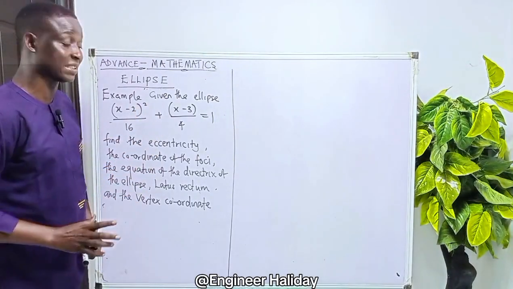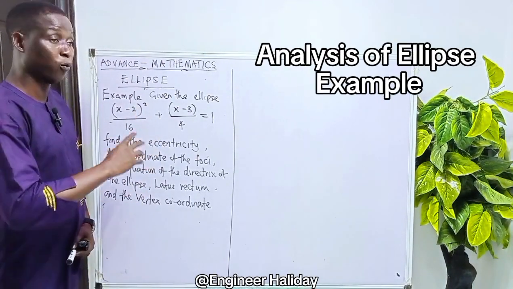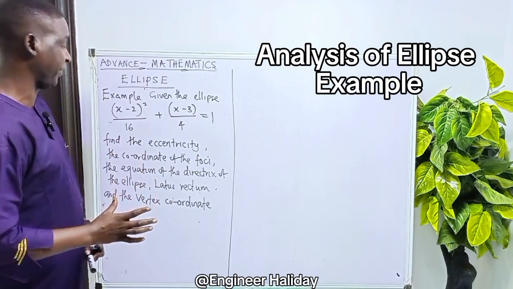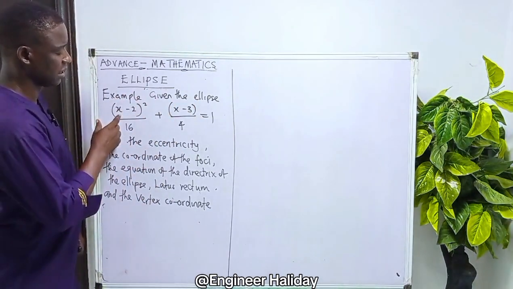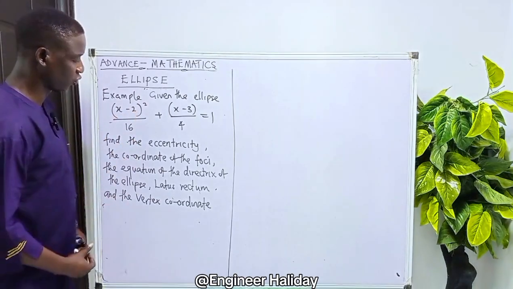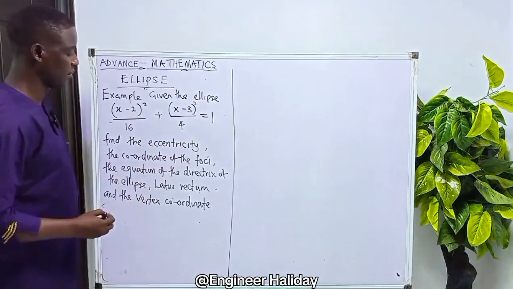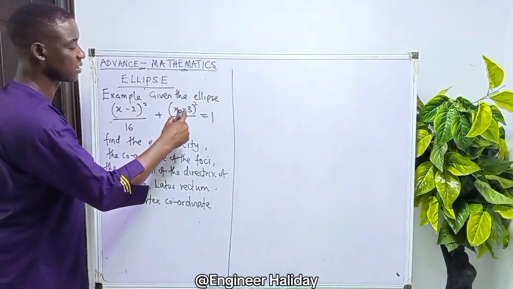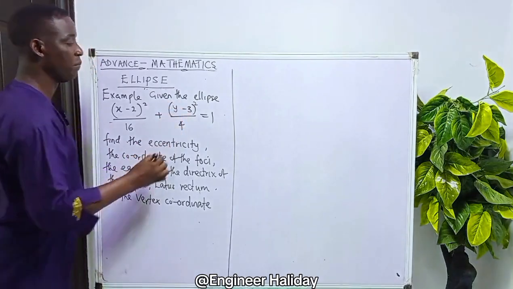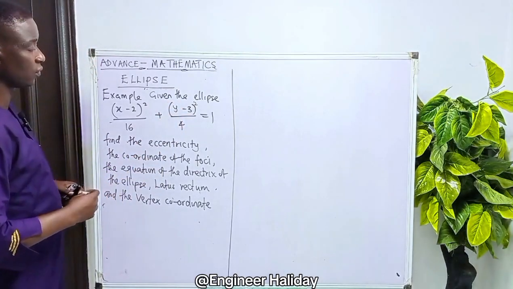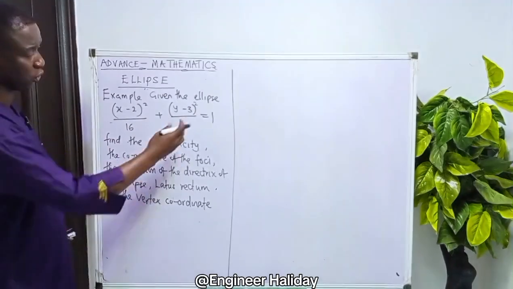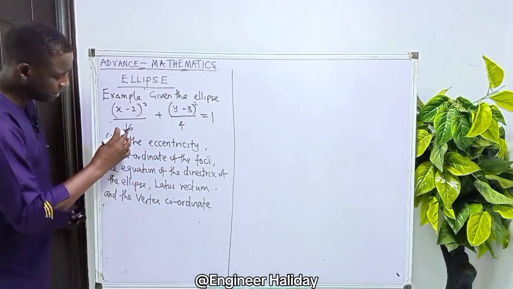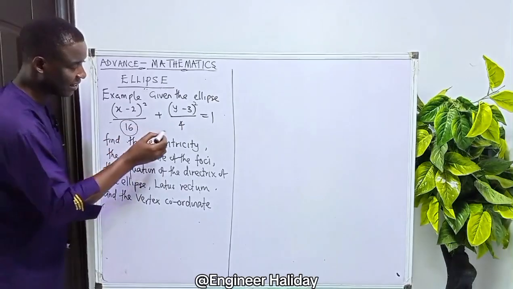We want to look at the example now, of what we have discussed concerning analysis of ellipse. Given the ellipse (x minus 2) all squared over 16 plus (y minus 3) all squared over 4 equal to 1. Now we want to look at this and this.